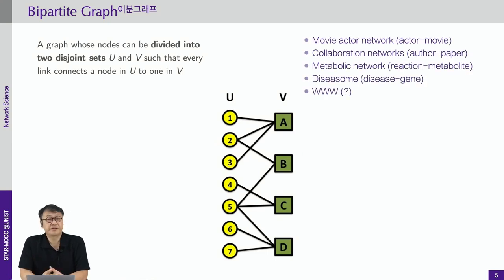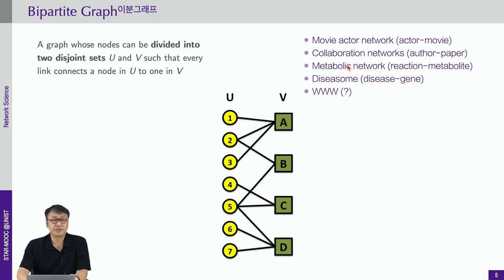Actually, bipartite graphs are quite common. If you remember the movie star network, it is a graph composed of movie nodes and actor nodes. A scientific collaboration network also has 2 different components: one is the author, the scientist, and the other is the paper node. Right? And a metabolic network, the chemical reaction network occurring inside a cell, is also made out of reaction or enzyme nodes and chemicals or metabolites. And as we shortly see, the disease-gene association gives another good example of a bipartite graph.